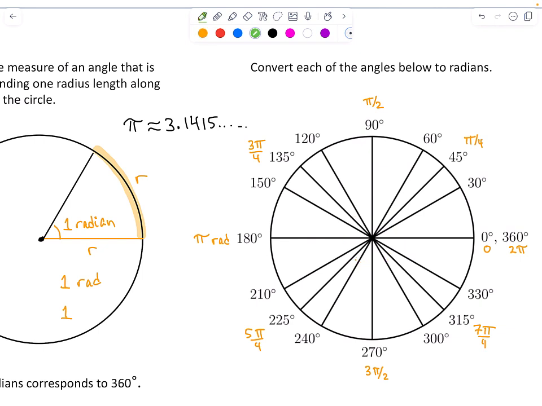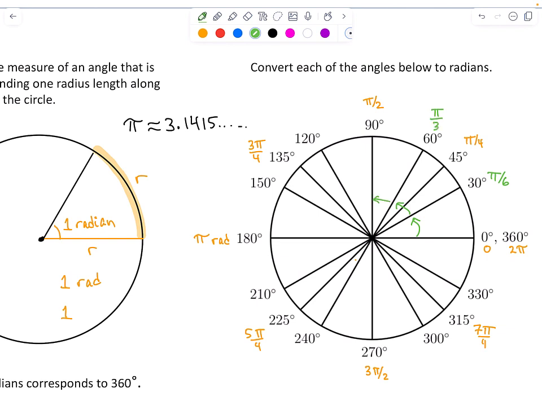Take 90 degrees and divide it by 3, we get 30 degrees. So pi halves divided by 3 is pi halves times a third, which is pi 6. So 30 degrees is pi 6 radians. And every time we rotate 30 degrees, we are rotating pi 6. So here's our first pi 6. Here's the second pi 6. So 2 pi 6 is 60 degrees, but that just simplifies to pi thirds.